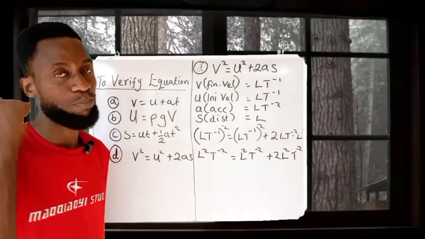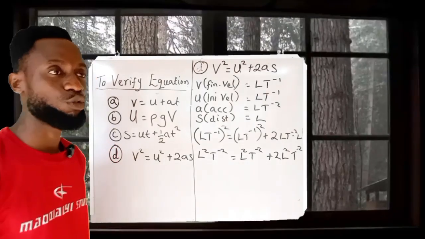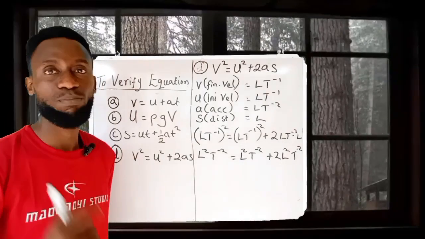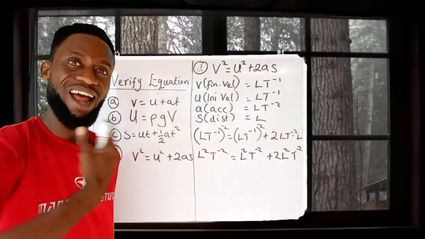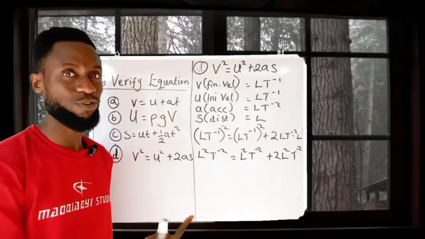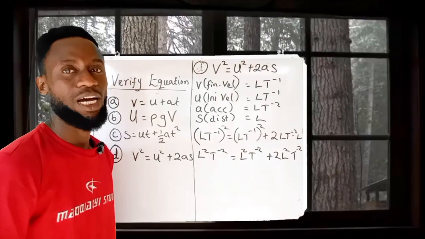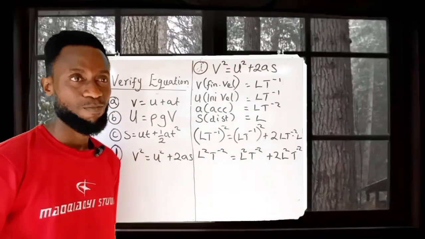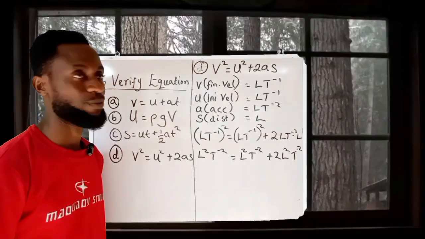Now the third and most important function of dimension is that we use it to find the relationship between some quantities. So we use it to also derive an equation, not just to verify an equation. Dimension is used to derive an equation, and that's where the real work is. Not that it's hard, but you're going to see us do it together. So let's get right on.